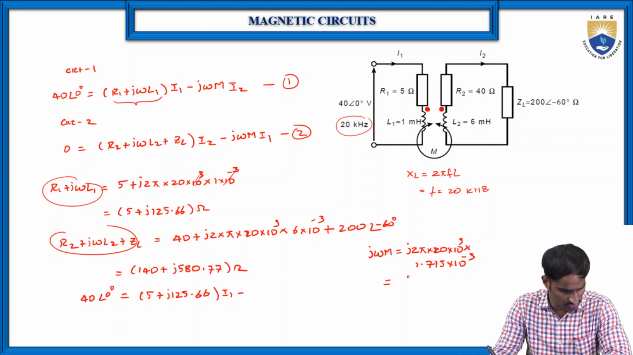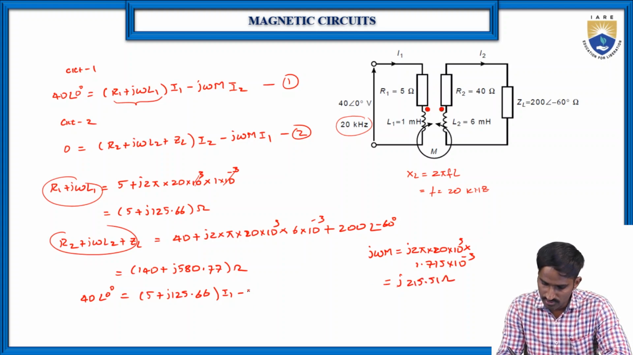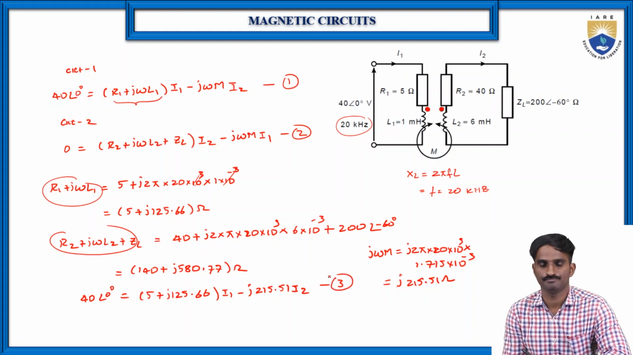What is the value of j omega M? Here it is j215.51 ohms. So you just substitute this value also here. It will become j215.51 into I2. Let me consider this as equation number 3.